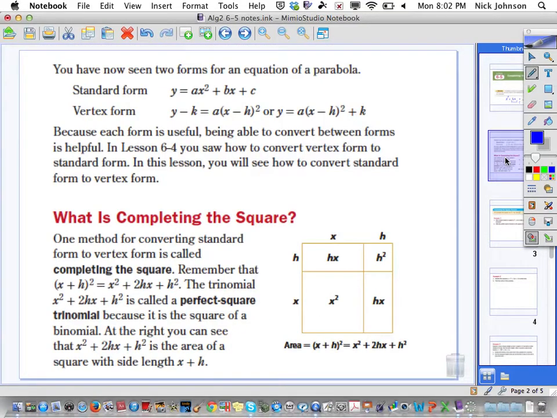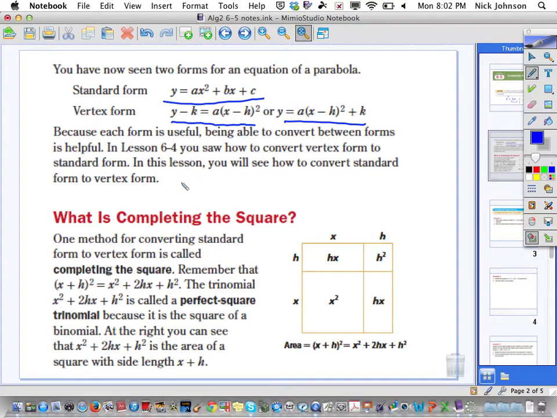It says you have now seen two forms of the equation of a parabola: standard form, which is our trinomial pattern, and vertex form. You're going to want to memorize these vertex forms because they're going to be very useful later on. So please take a moment, look at these vertex forms, and understand that (h, k) is your vertex. And a tells you if it's going upwards, or concave up, or concave down, etc.